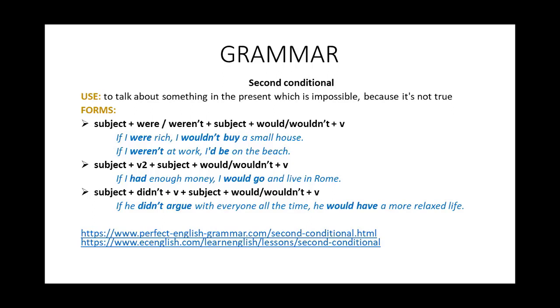The last form: subject plus didn't plus verb, plus subject, would or wouldn't plus verb. Example: if he didn't argue with everyone all the time, he would have a more relaxed life. Here we use past simple but in negative form, didn't argue. Then would plus verb. So the second conditional talks about something now that isn't true, a wish, only a condition.